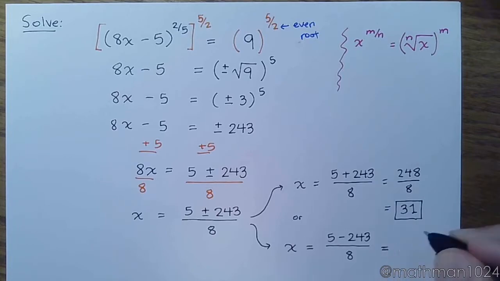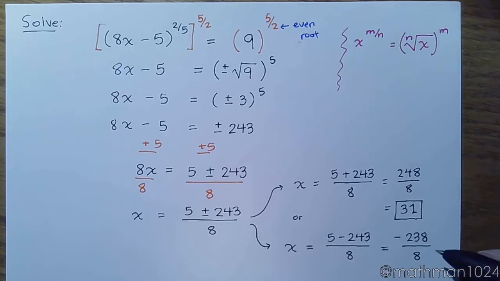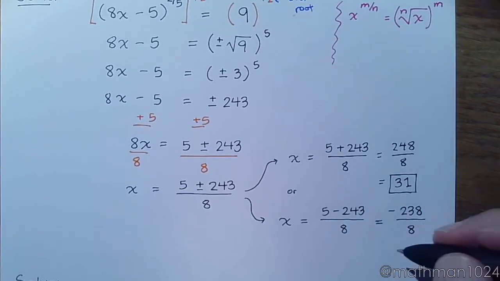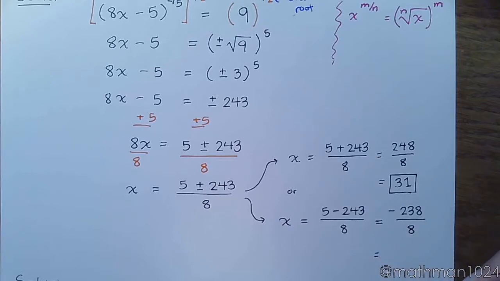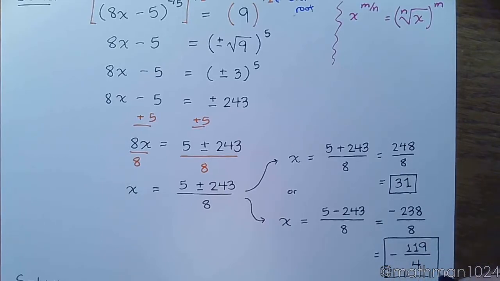And then here, we get negative 238 divided by 8. And we have to simplify this guy. Now, I think the best that we can do here is to reduce by, let's see, a common factor of 2. So we have negative half of 238 is 119 divided by 4. So not the prettiest number that we've ever seen, but it is our solution.